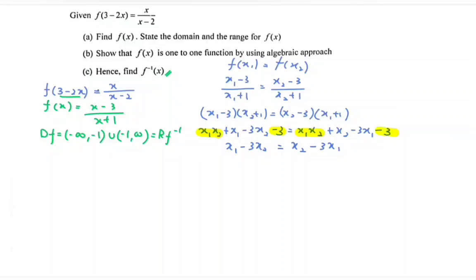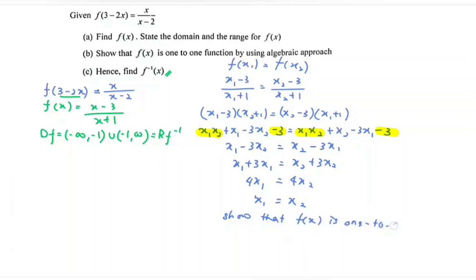So kindly rearrange the situation. In here we will have x sub 1 plus 3x sub 1 equals x sub 2 plus 3x sub 2. So 4x sub 1 equals 4x sub 2. So x sub 1 equals x sub 2. Shows that f(x) is a one-to-one function.